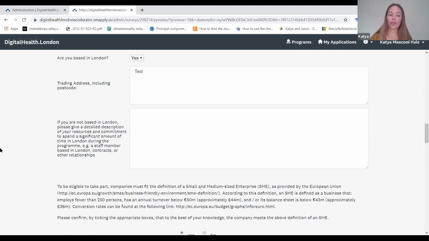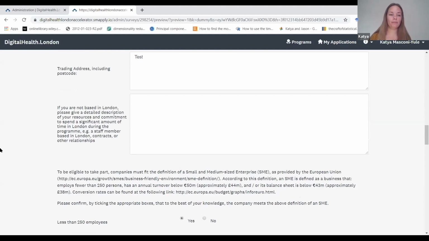An important question for companies who are not based in London is this question. We really do require some detailed description of what your resources and commitment are in terms of spending time in London to make the most out of the program. Please do use this box with as much detail as possible.